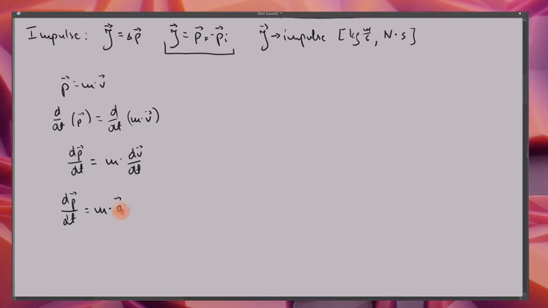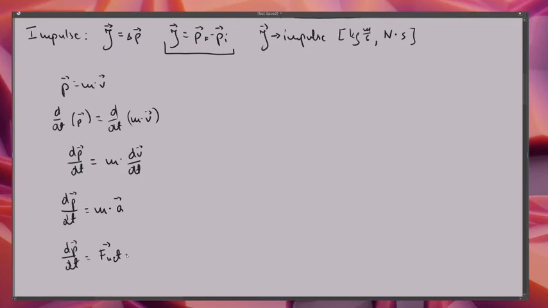Now mass times acceleration is just the definition of F net. So dp/dt is F net, where by F net we mean the sum of all of the external forces acting on an object. For a lot of problems that we'll consider, this is just going to be the force of the collision. So we'll be considering collisions.